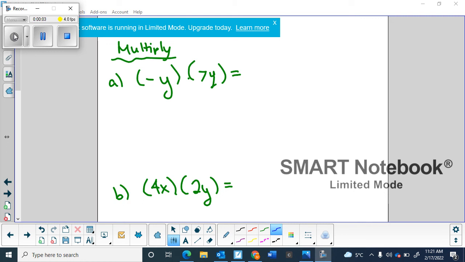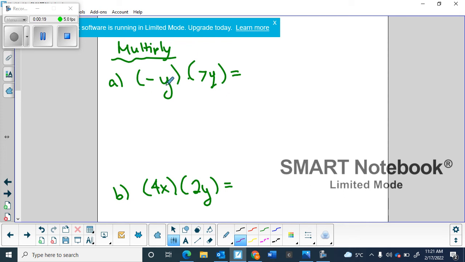In the previous unit, we looked at adding and subtracting polynomials. In this unit, we're going to look at multiplying polynomials, and we're going to notice how it's a little bit different. Our first topic is all about multiplying and dividing monomials, so one term by one term.